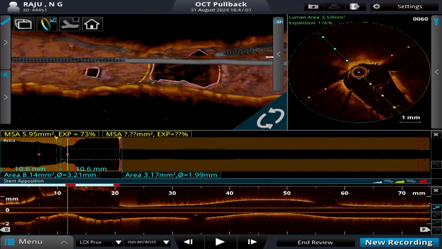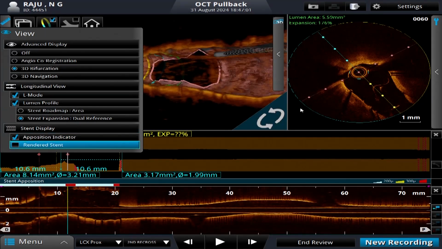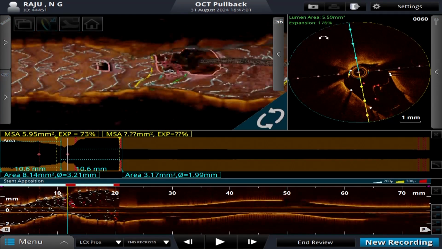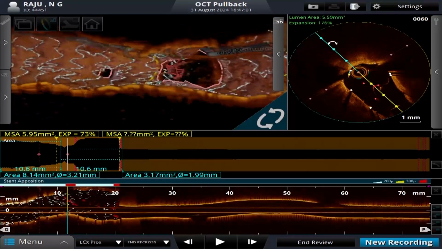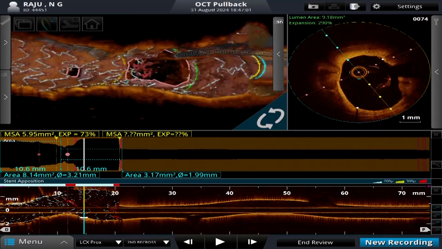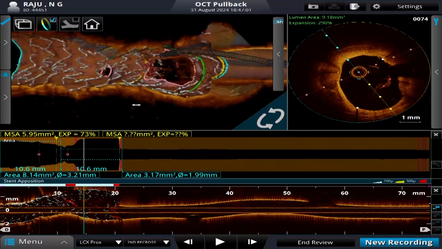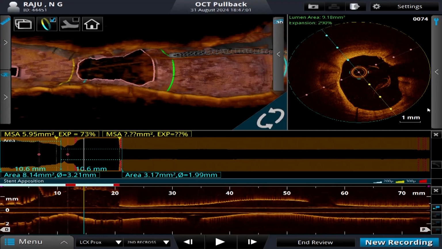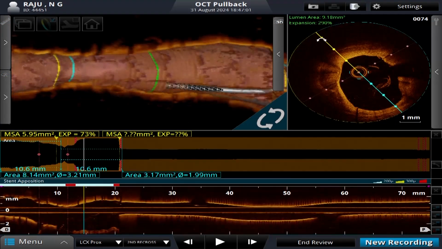In the bifurcation mode, you can see that the wire has gone through the... at times the reconstruction doesn't happen properly. This is a computer generated image. At times it doesn't happen properly. You're not seeing the wire going into the side branch clearly. But once you remove the rendered stent and look at the longitudinal image, you can clearly see that it's gone through the most distal cell. I hope you can see that.